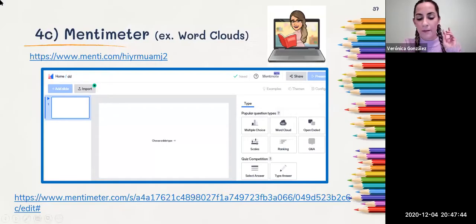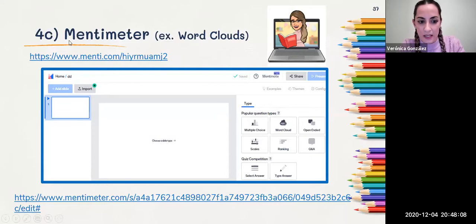However, and these are the last 2 slides, I've got 2 websites that I discovered during lockdown, working remotely. One of them is Mentimeter, which I've used to create word clouds, but you can also use it for open-ended tasks or to select answers.